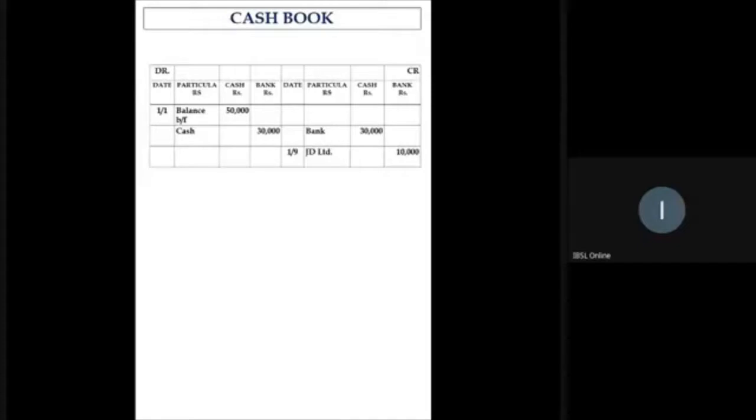Sorry, I made a mistake. Here it will be a creditor. JD Limited is your creditor. So your creditor is going to come down. There will be a reduction of 10,000 from JD Limited, and you are settling it by way of a check.